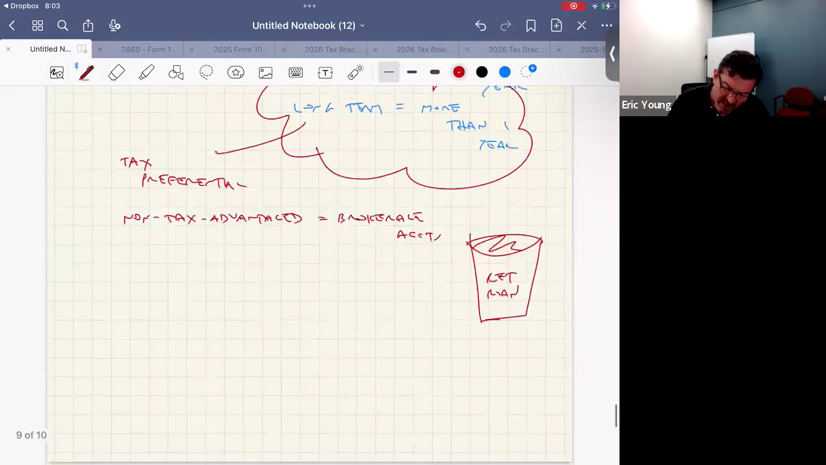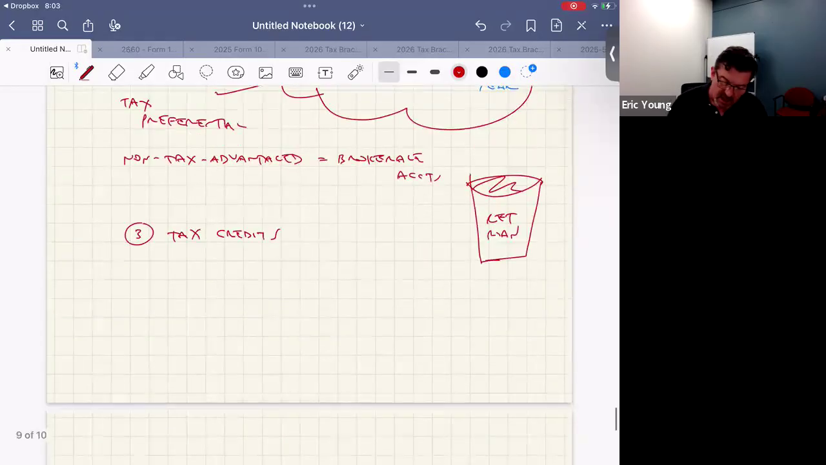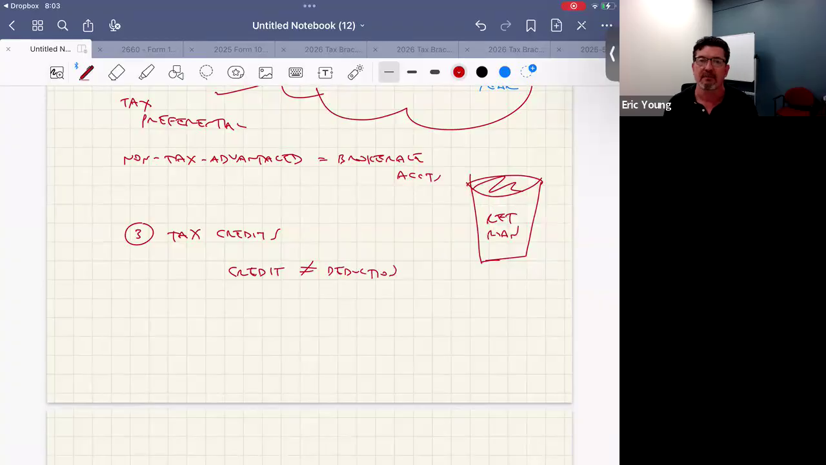The final strategy is to take advantage of tax credits. We've been talking about tax deductions, okay? A tax credit is not a deduction. They're different. Specifically, a tax deduction, as we learned already, reduces your taxable income, specifically on a dollar-for-dollar basis.